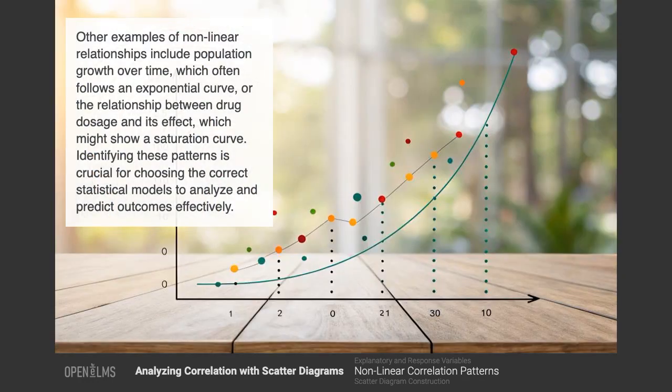Other examples of non-linear relationships include population growth over time, which often follows an exponential curve, or the relationship between drug dosage and its effect, which might show a saturation curve. Identifying these patterns is crucial for choosing the correct statistical models to analyze and predict outcomes effectively.